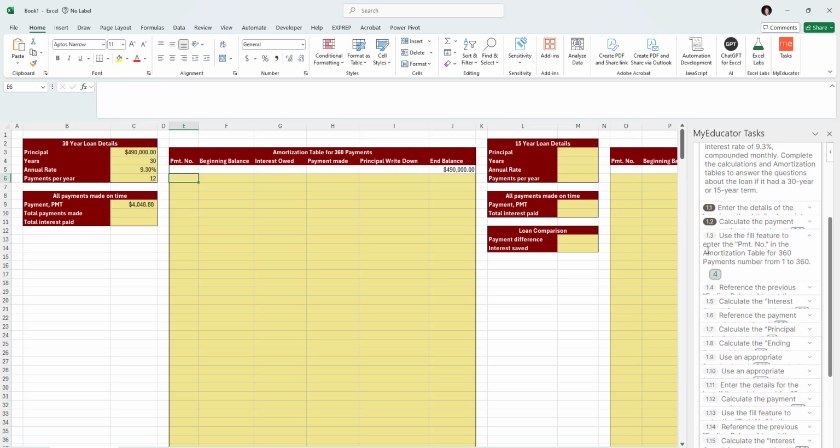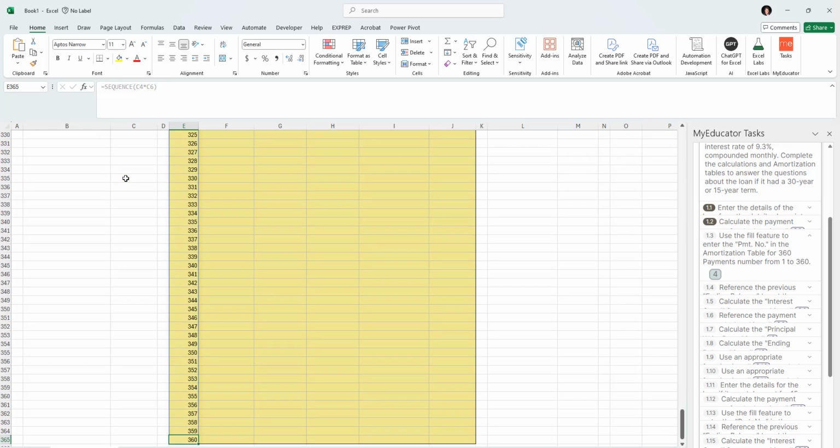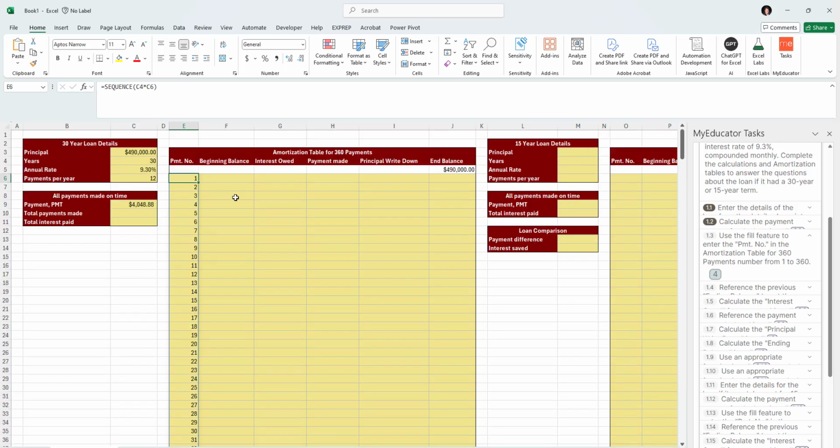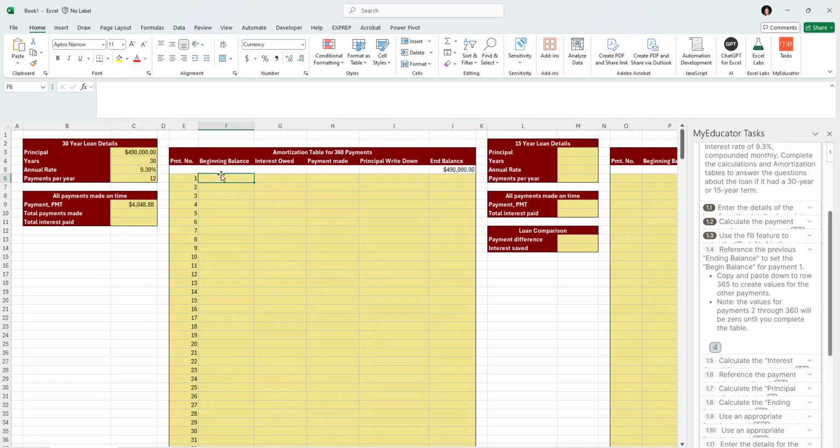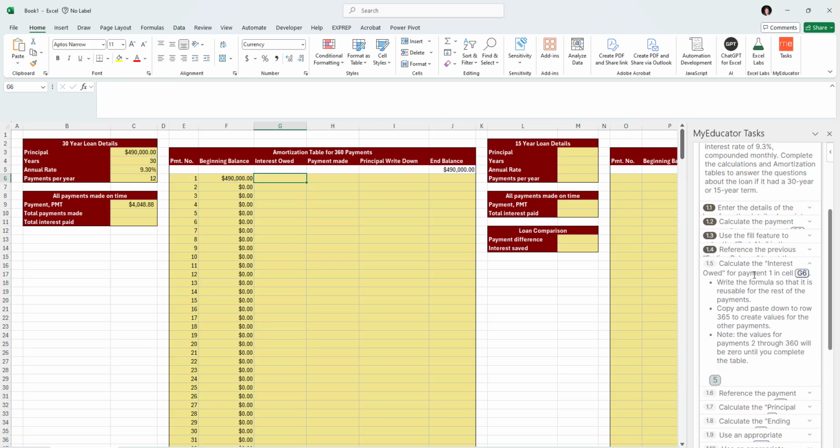Use the fill feature to enter the payment number for 360 payments. I'm going to have this be a sequence, 30 times 12. And that will go up to 360. Reference the previous ending balance to get the next beginning balance, copy and paste it down. And since we don't have any ending balances, the rest of those will be zeros.